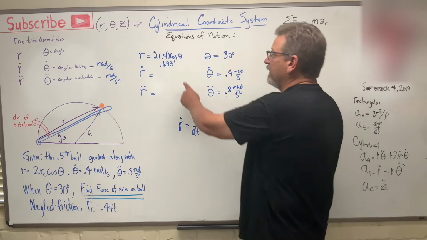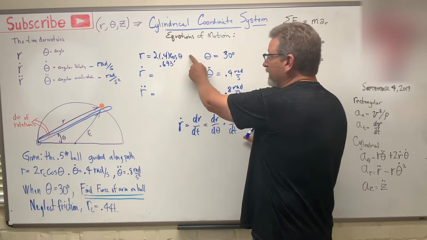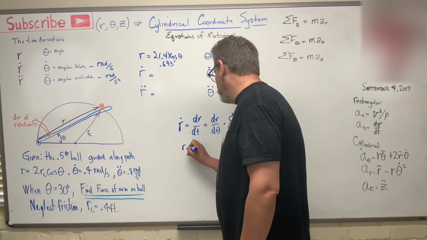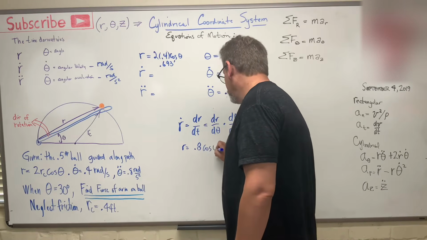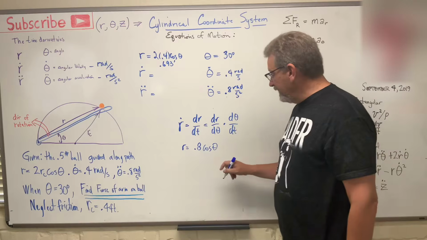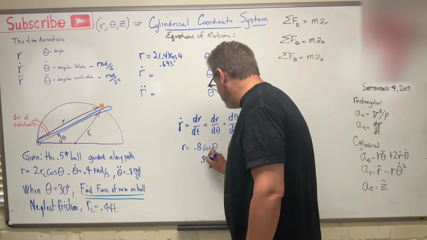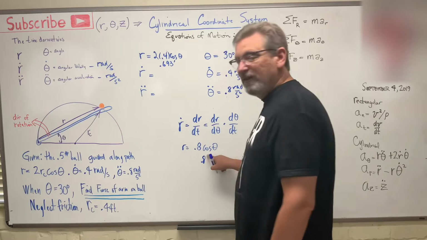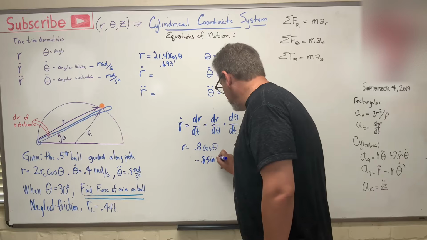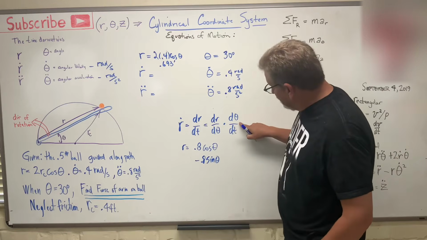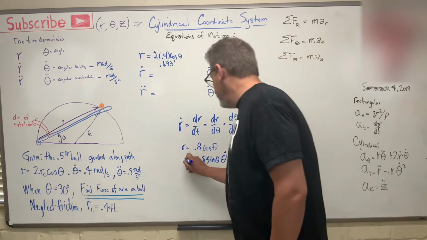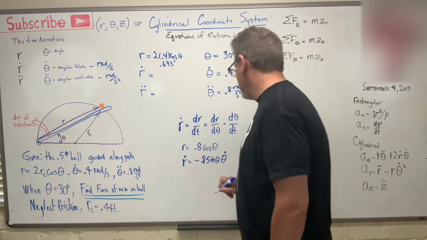dr d theta. Here we have an equation with r and theta in it, so we've got to take the derivative of that. The equation originally was r equals 0.8 cos theta. So what is the derivative of that? Well, 0.8 stays constant, and then cosine theta, what is the derivative of cosine theta? Do you remember? Negative sine theta. And then we've got d theta dt, which just gives us theta dot. So there is r dot.